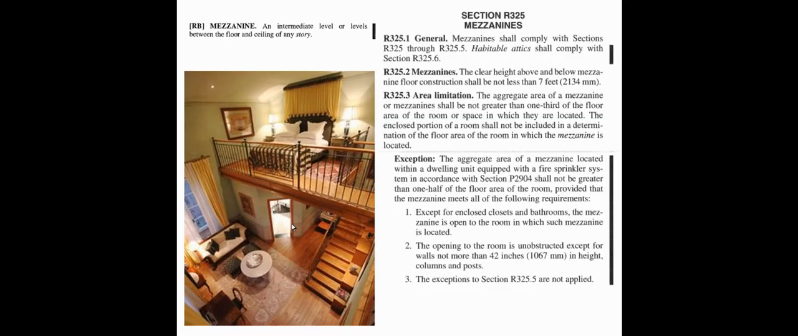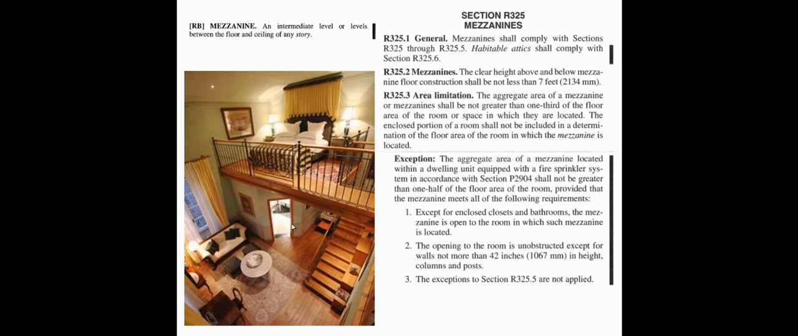Something else that we have to mention is mezzanine, another definition. And a mezzanine is an intermediate level or levels between the floor and the ceiling above. And you have to go all the way back to section 325 under mezzanines to get a real definition of what a mezzanine is. If you see right here under 325.2, it says a clear ceiling above or below the mezzanine should be not less than 7 foot. So you've got to have a 7 foot head height below it and one up where the bed area is here.